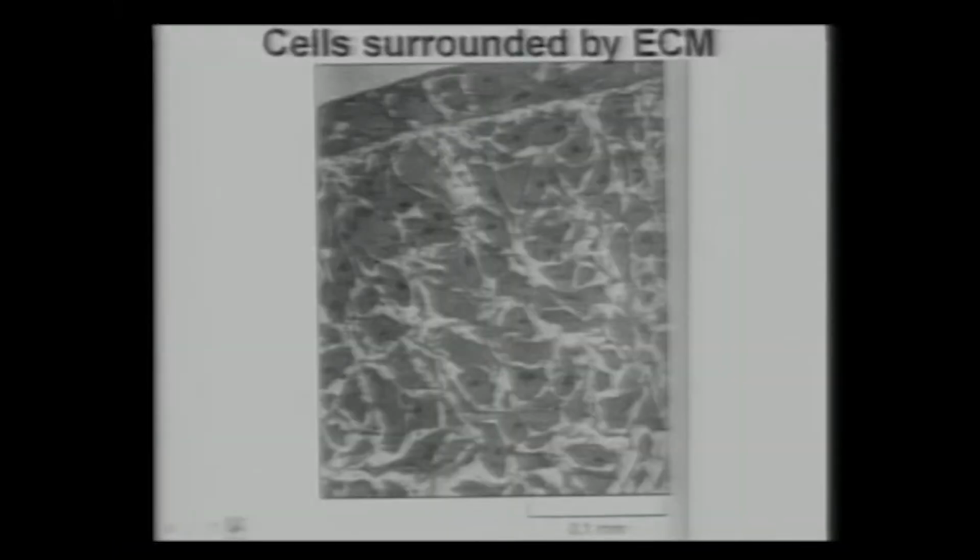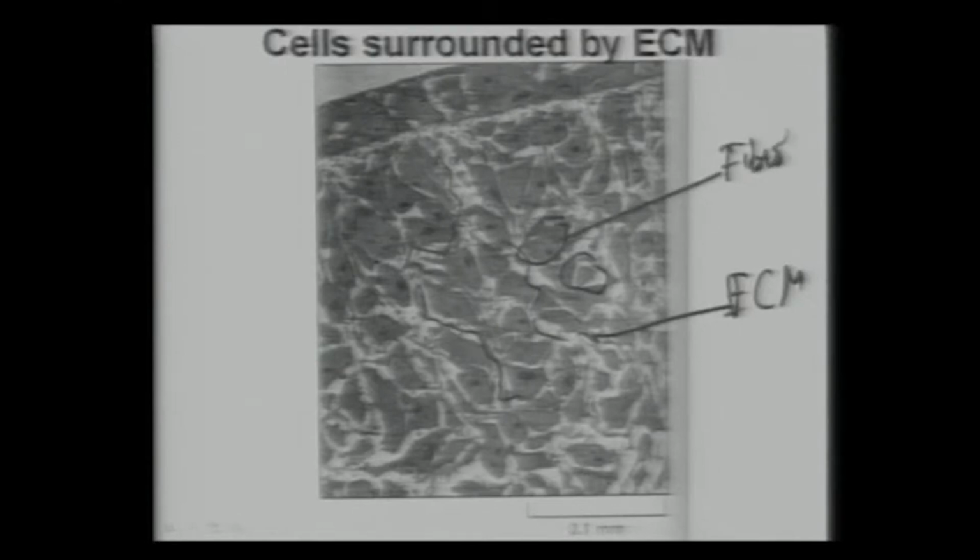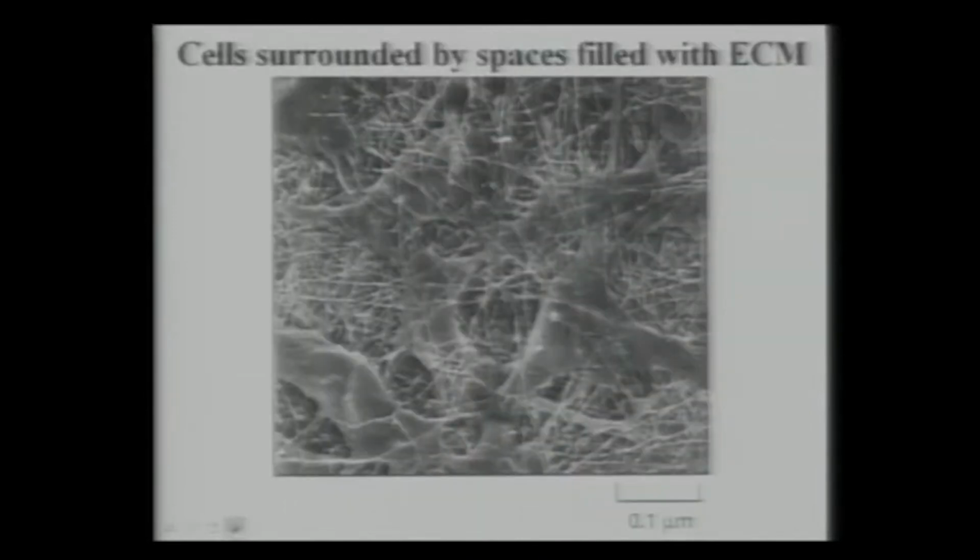Understood? This shows the cells surrounded by the ECM. This white background, or white matrix, is the part of your ECM, and you have cell lines like connective tissue cells, such as fibroblast cell lines. All the fibroblast cells are separated from each other by the presence of the extracellular matrix. This shows how cells are surrounded by spaces which are filled by ECM.